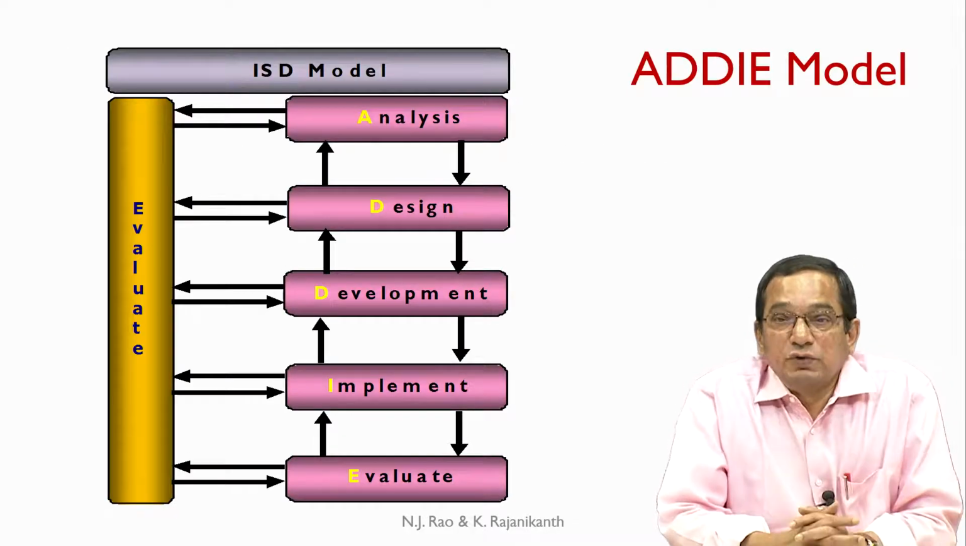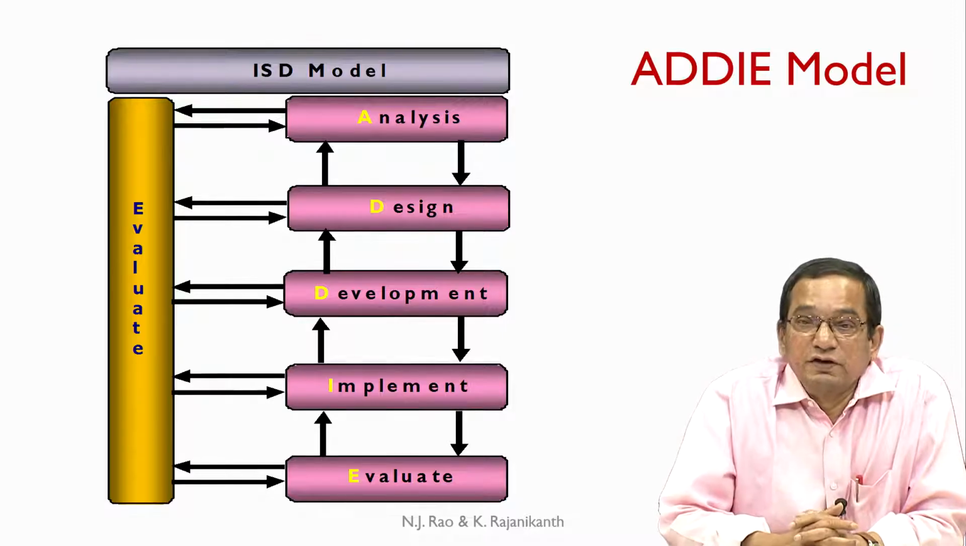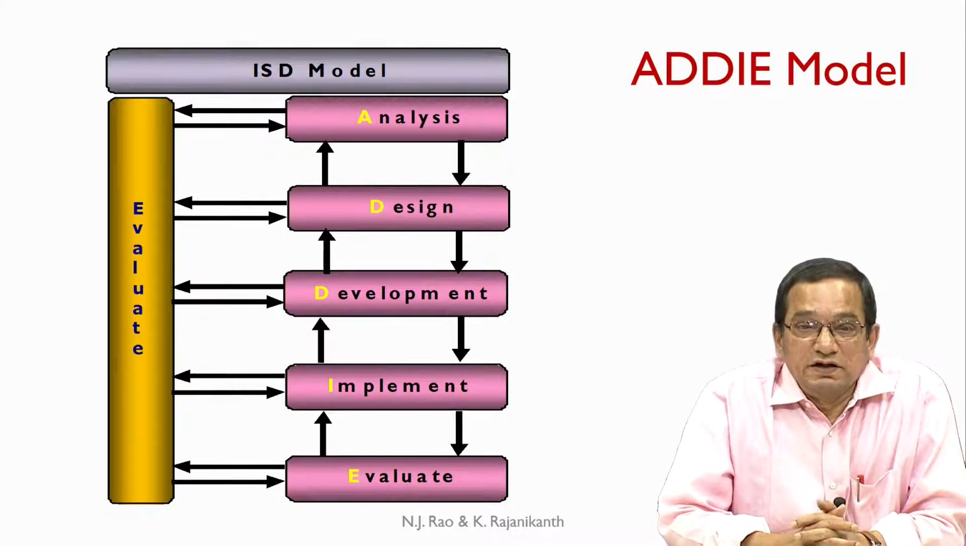In the ID model that we have been using for the course design, the evaluate phase is the last phase and summative phase. However, when we look into this diagram, we see that evaluate occurs in two different contexts. There is an evaluate which is the summative phase at the very end: analysis, design, development, implement, then evaluate. But there is also an evaluate which is connected to every phase.